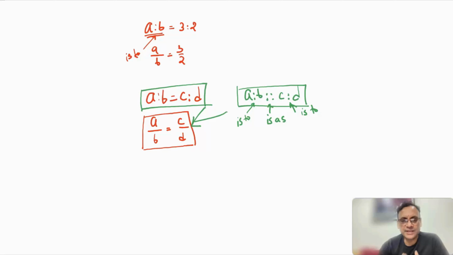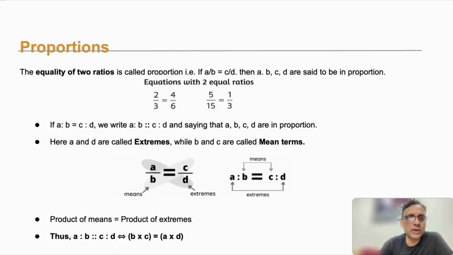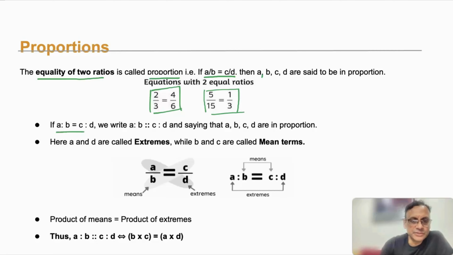So this is the very basic and core concept of a proportion. Basically the equality of two ratios is called a proportion. If A by B is equal to C by D, then A, B, C, D are said to be in proportion. Equations with two equal ratios, 2 by 3 is equal to 4 by 6, or 5 by 15 is equal to 1 by 3, are proportions. If A is to B is equal to C is to D, then we write A is to B is as C is to D, and A, B, C, D are said to be in proportion.